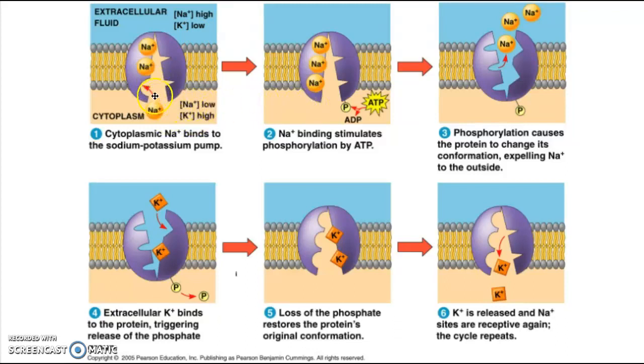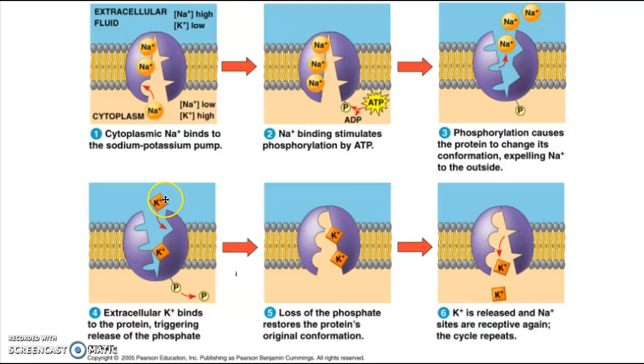The sodium is going to embed its way into this protein, and by doing that, that sodium binds. That's going to stimulate the phosphorylation by ATP. So ATP comes in, it's going to bind a phosphate group to this protein here, and when it does that, it causes a conformational or a shape change in that integral protein. It opens up to the outside, and now the sodium gets released.